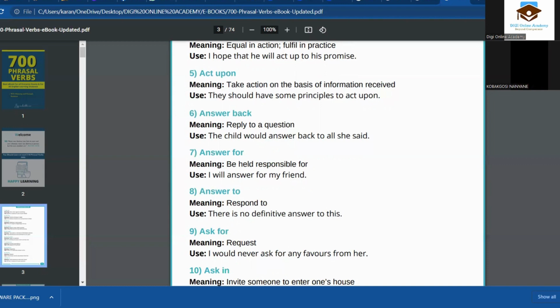Okay, now answer to, meaning respond to. When you're responding to someone, it can be a definitive answer, or it cannot be a definitive answer. So when you're responding to somebody, it is called answer to. There is a definitive answer to this. So you can use answer to for responding to some situation. Take any easy situation around you and make a sentence.